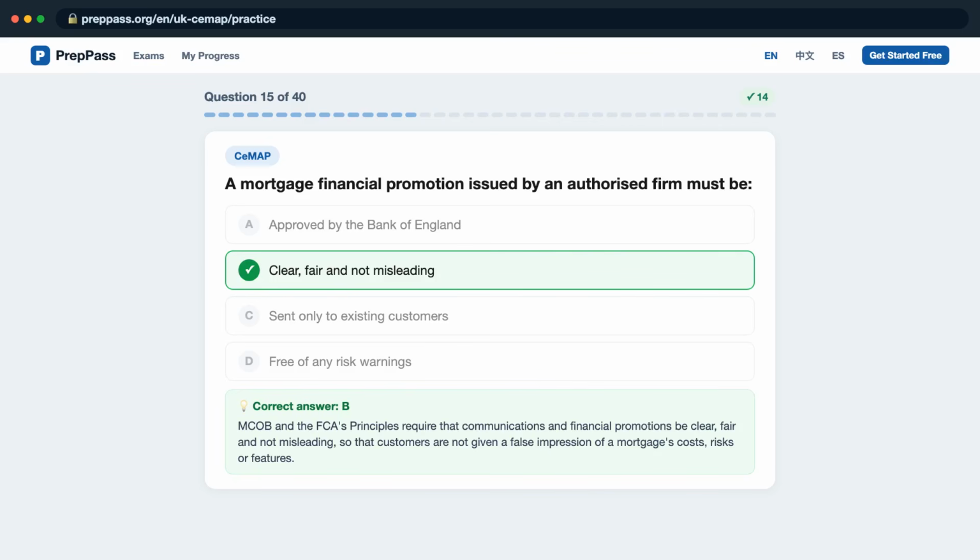The correct answer is B. MCOB and the FCA's principles require that communications and financial promotions be clear, fair and not misleading, so that customers are not given a false impression of a mortgage's costs, risks or features.